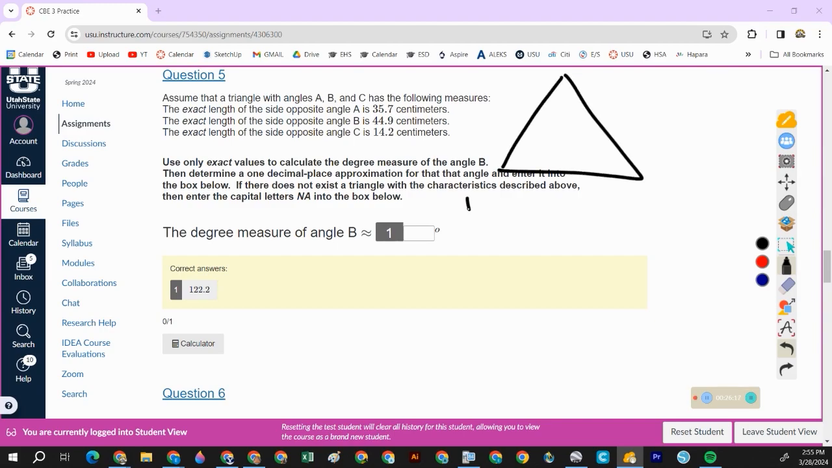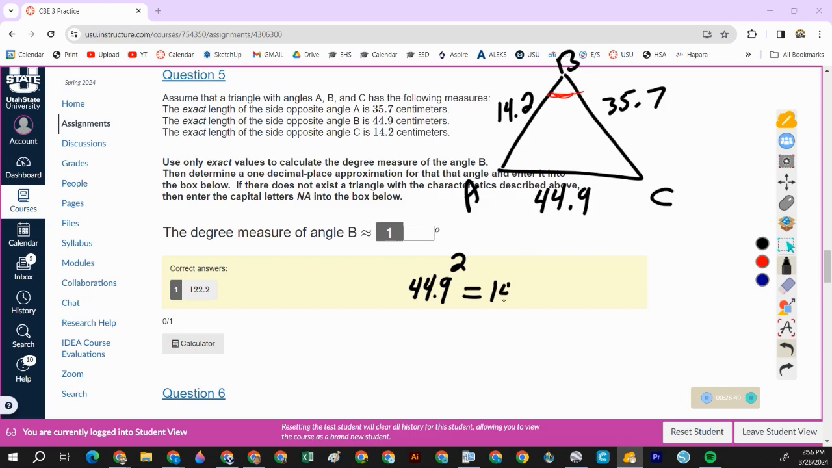So side A is 35.7, side B is 44.9, and side C is 14.2. And we want to know the measure of angle B. So we have to use the B formula. So 44.9 squared is 14.2 squared plus 35.7 squared minus 2 times 14.2 times 35.7 times the cosine of B.